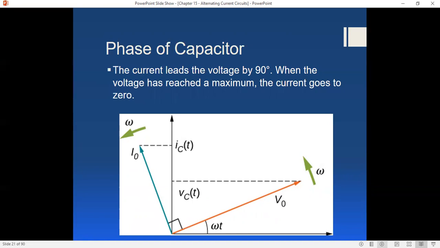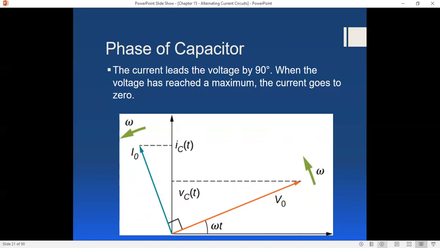Like a little bit later in time, your voltage vector will be here. Your current vector is still going to be 90 degrees with respect to that. And they're both rotating in space and make one complete rotation in one cycle. But because they're 90 degrees out of phase with respect to one another, when one is peaking, the other one is going to be 0.